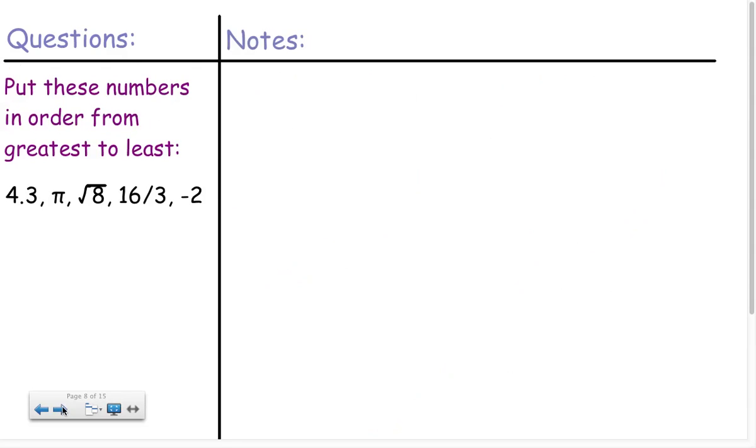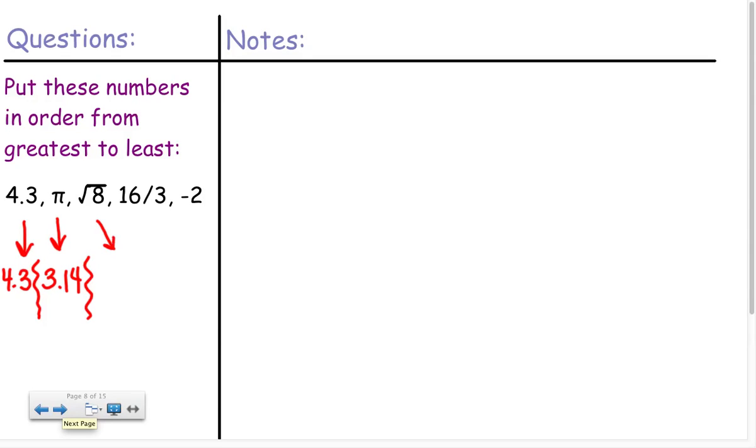All right, put these numbers in order from least to greatest. So, I think when you're ordering numbers, the easiest thing to do is to turn them all into decimals. So 4.3 can stay as 4.3. Pi, we all know, is 3.14. So maybe I'll make a little squiggle in between these so we can have space.